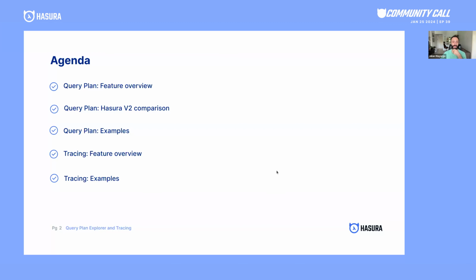So we'll start with the query plan. We'll see what features it has, what it allows you to do. We'll then do a comparison with V2, and then go through some examples that show the different use cases where you can take advantage of the Query Plan Explorer. And then we're going to talk a bit about tracing, which is another really exciting way to get to know the different requests that are coming to your API and see what's happening underneath. So we'll also go through some examples there. So maybe we can start by looking at the Query Plan Explorer.